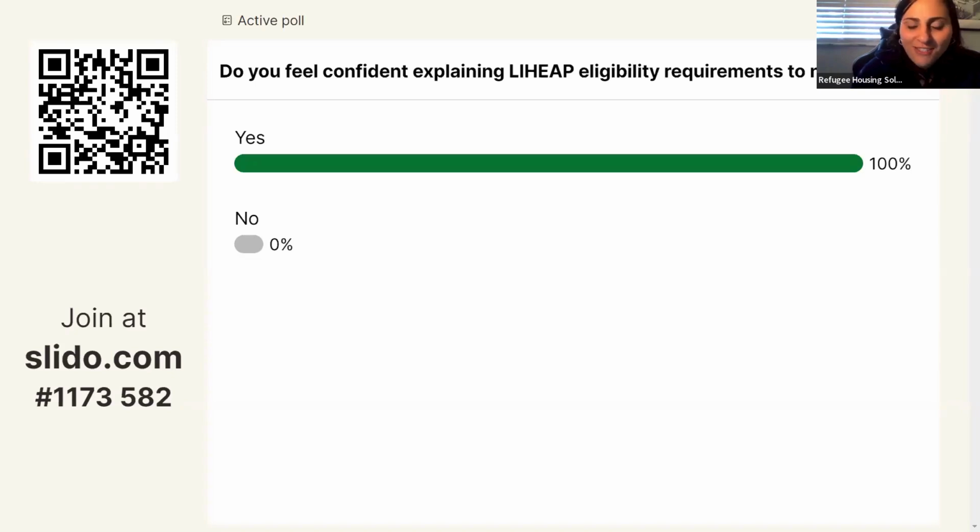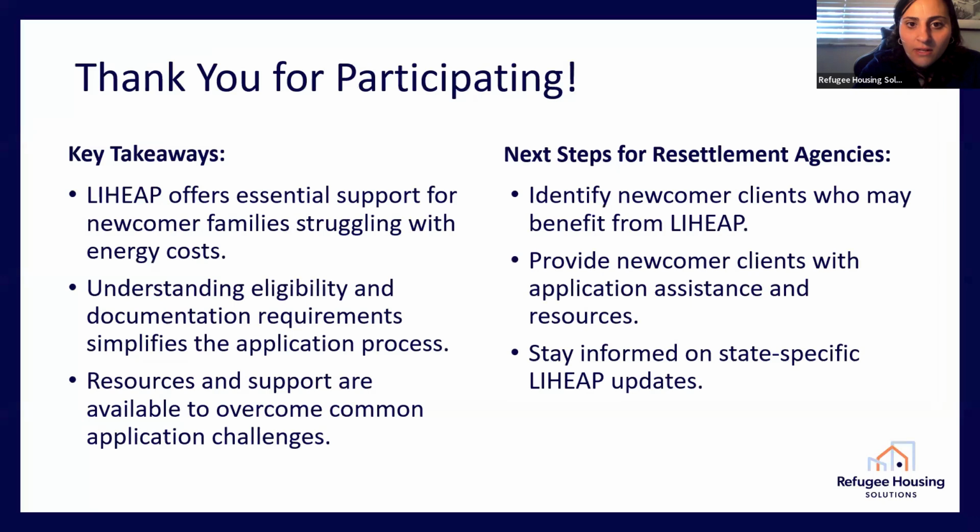Because the goal of this is to increase more knowledge on LIHEAP and use this as another form of a housing strategy to make their housing situation more stable. But I'm going to go back. Don't hop off yet, as we want to wrap up and give you guys some time to ask questions and navigate more about LIHEAP.